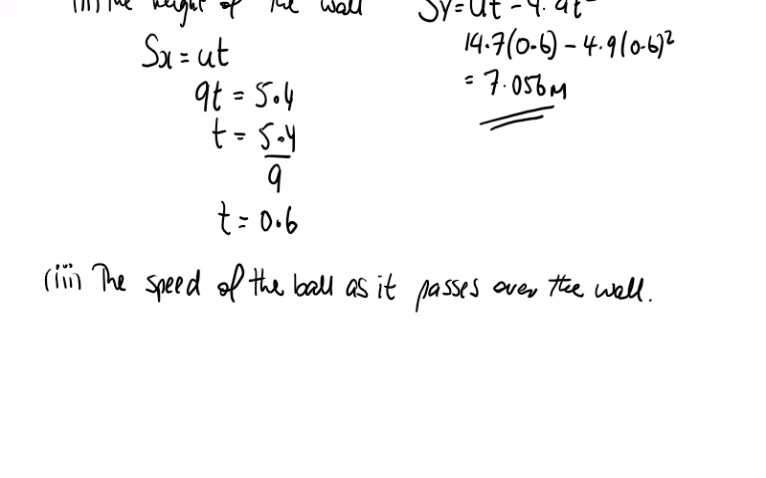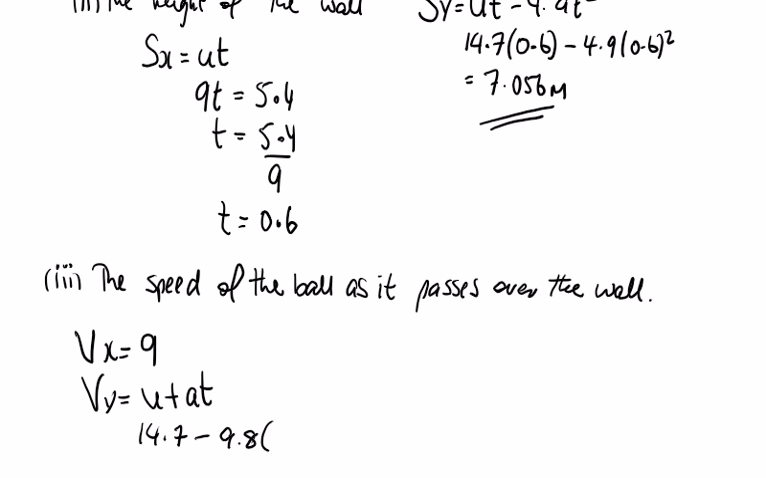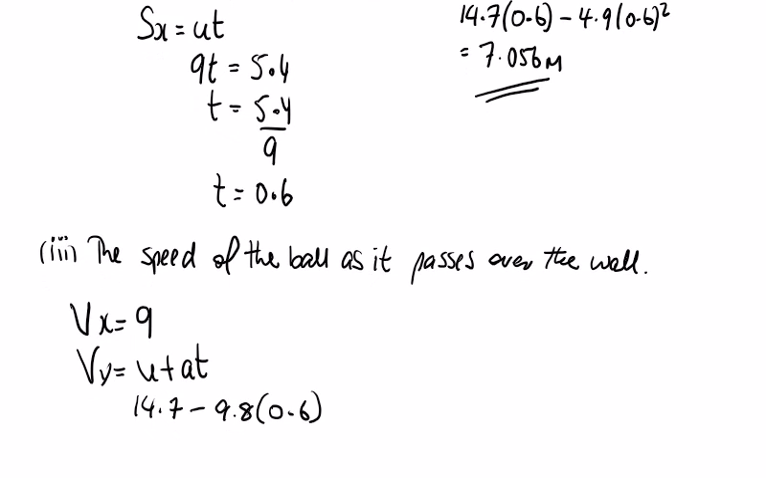So the speed of the ball is part 3 as it passes over the wall. So we need our v, our velocity in x. It's not going to change. It's going to be 9. And v of y is equal to u plus at, which is 14.7 minus 9.8 times time, which is 0.6. And that's going to give me 8.82. So my vector as it passes over the wall is 9i plus 8.82 in the j direction.